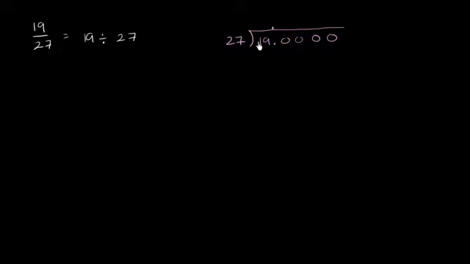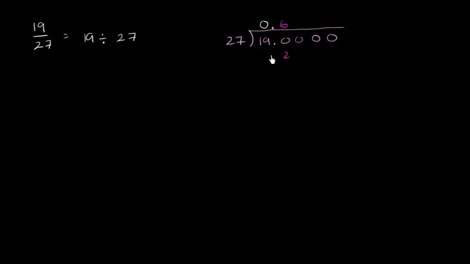So 27 doesn't go into 1. It doesn't go into 19. It does go into 190. And it looks like 27 is roughly 30. It's a little less than 30. And 30 times 6 would be 180. So let's go with it going 6 times. Let's see if that works out well.